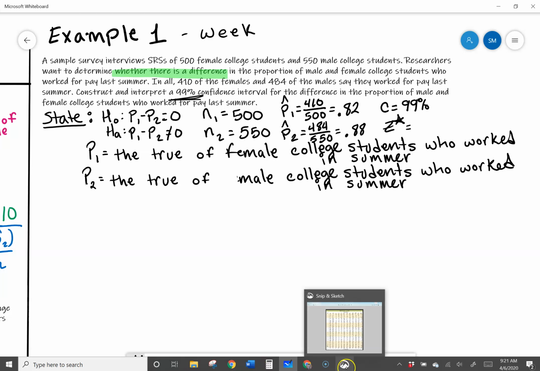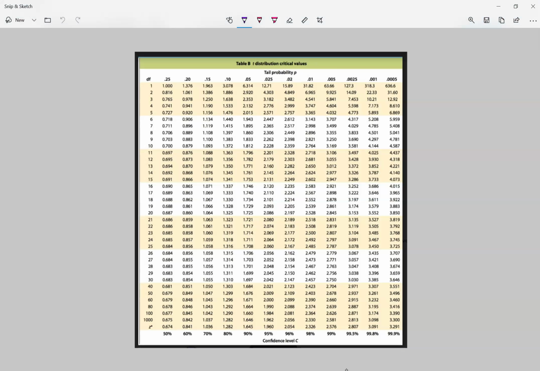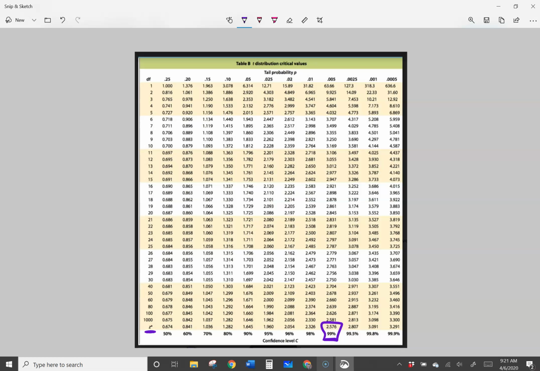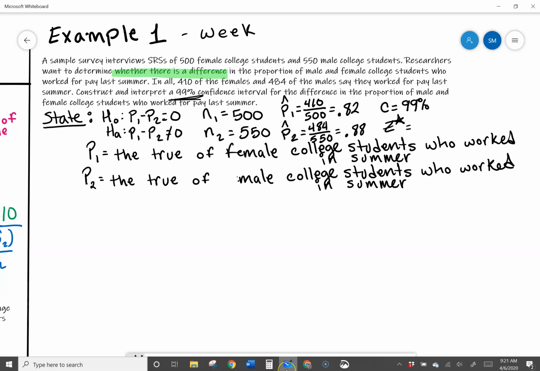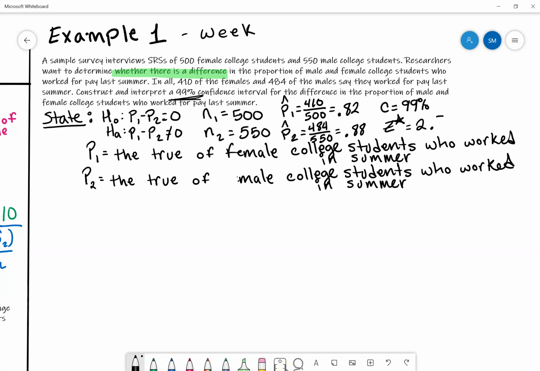So if you look at the bottom of table B, where it says confidence level at the bottom, we have 99 right here, and then this says Z star. So a 99% confidence level has Z star of 2.576. Okay, and that's all for state. So we're going to go ahead and move on to the next step. We are going to plan.